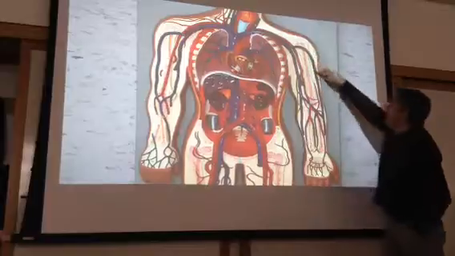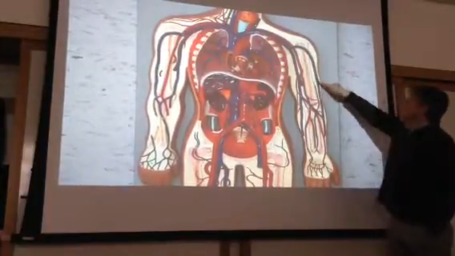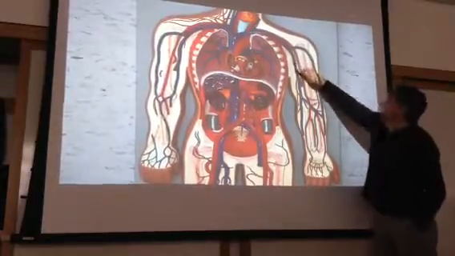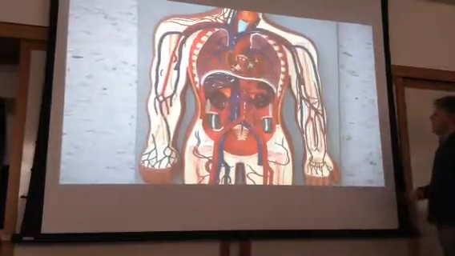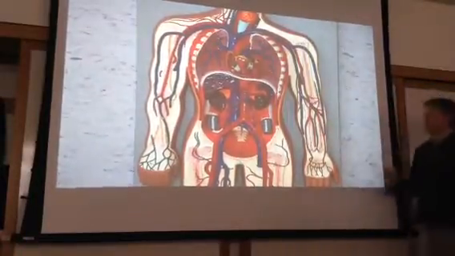So, for example, over here, this is called the cephalic vein, and then this guy on the side over here is called the basilic vein. This guy that cuts across is called the median cubital vein.